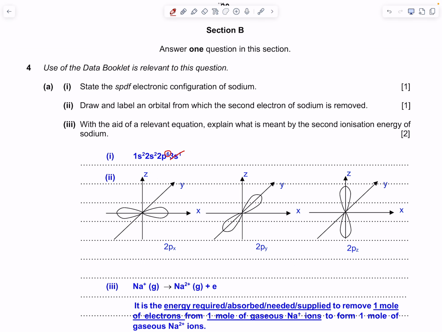With the aid of a relevant equation, so if you realize, they ask you to write the relevant equation. So what actually happened is that most of you are able to write these equations very, very well. But you know what's the mistake? You never wrote state symbols. You failed to write state symbols. The state symbols are all gaseous, and that's the main problem.